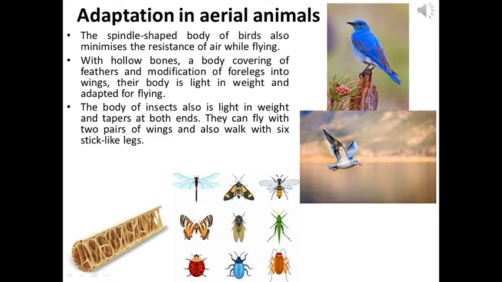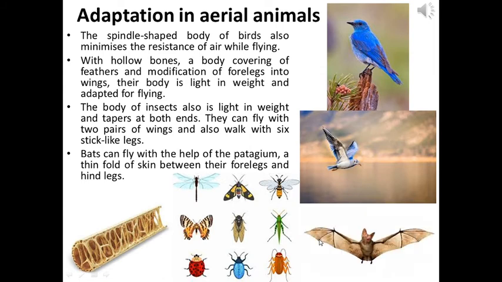Bats can fly with the help of patagium. Patagium is a thin fold of skin between their forelegs and hind legs. Their forelegs and hind legs are connected with a thin fold of skin which is called the patagium. It is not the wing of the bat. It looks like a wing, but it is not a wing. It is a thin fold of skin which connects the forelegs with the hind legs, and this patagium helps the bat to fly.